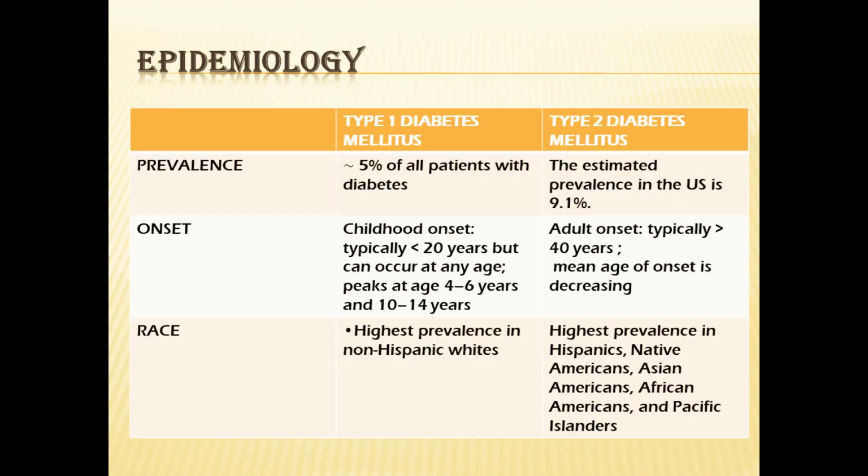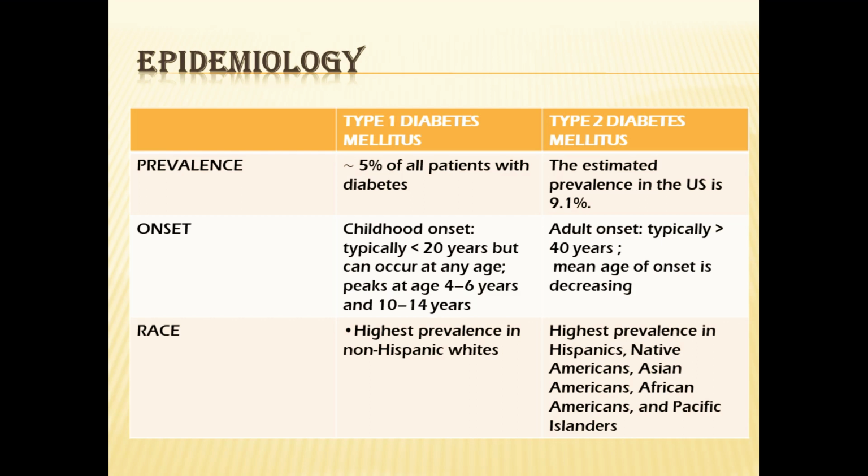Next, in this slide, we are looking at the epidemiology of type 1 and type 2 diabetes mellitus. Type 1 diabetes mellitus is prevalent only in 5% of all the patients with diabetes, whereas for type 2 diabetes mellitus, the estimated prevalence in US is about 9.1%. The onset of type 1 diabetes mellitus is in childhood, typically less than 20 years, but can occur at any age. It peaks at an age of 4 to 6 years and 10 to 14 years.